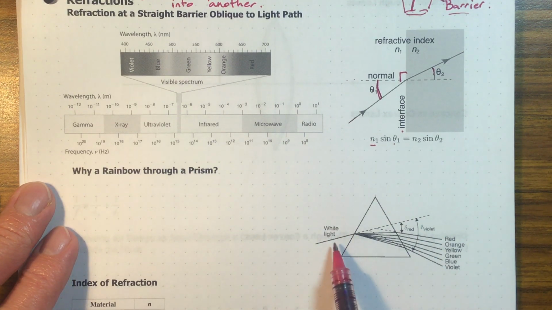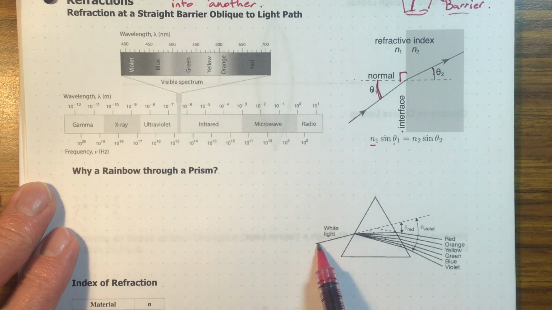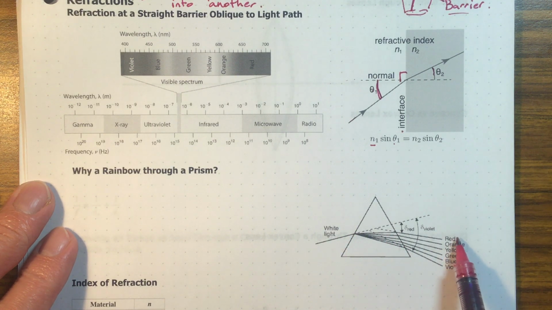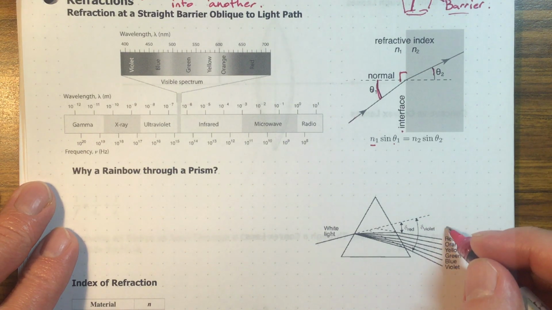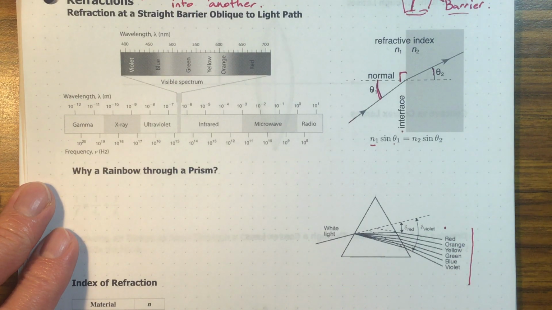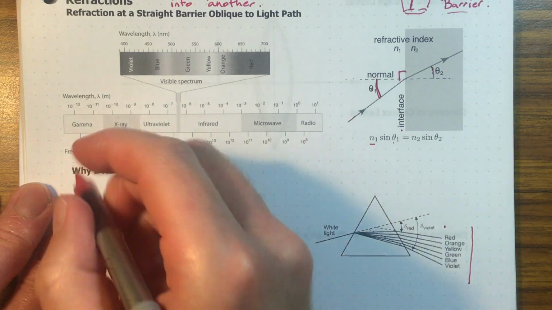Okay, so this is why we get a rainbow through a prism. Remember, white light contains all the different wavelengths. When it hits the prism, it bends. But the red bends a little less than the orange, which bends a little less than the yellow, which bends a little less than the green, which bends a little less than the blue, which bends a little less than the violet. So on this other side, you're going to see all of these different colors of light spread out.